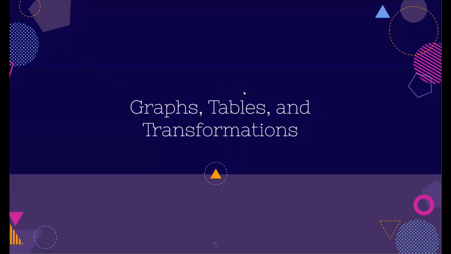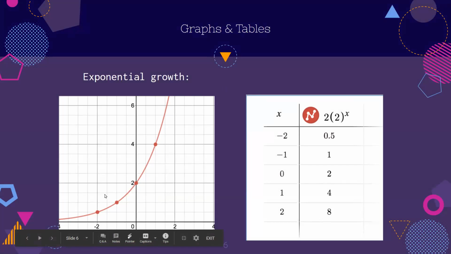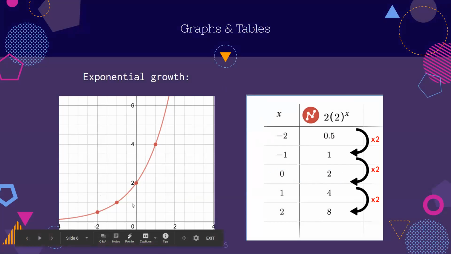Now we're going to look over graphs, tables, and transformations. Let's start off with graphs and tables. On the left, we have a graph of an exponential growth equation. You can see as the x value increases, the y value grows drastically. Now let's look at a few points. When x is 0, y equals 2, because 2 to the power of 0 equals 1, and that times 2 is equal to 2. When the x value increases by 1, we multiply the y value by 2.